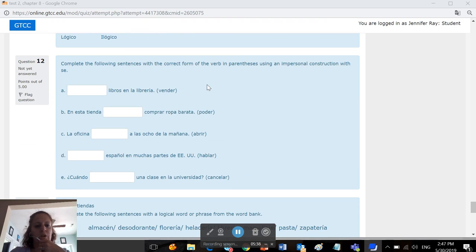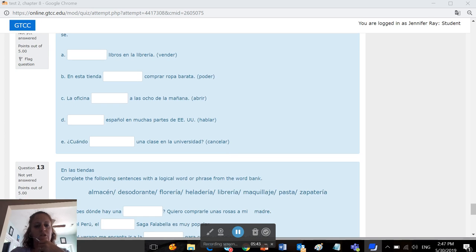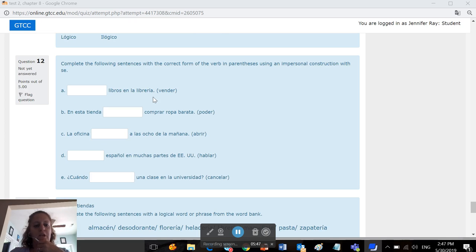Complete the following sentence with the correct form of the verb in parentheses using an impersonal construction with se. So you take the verbs that are in parentheses, conjugate them correctly. This time you should be using the present tense, the se construction with the present tense.